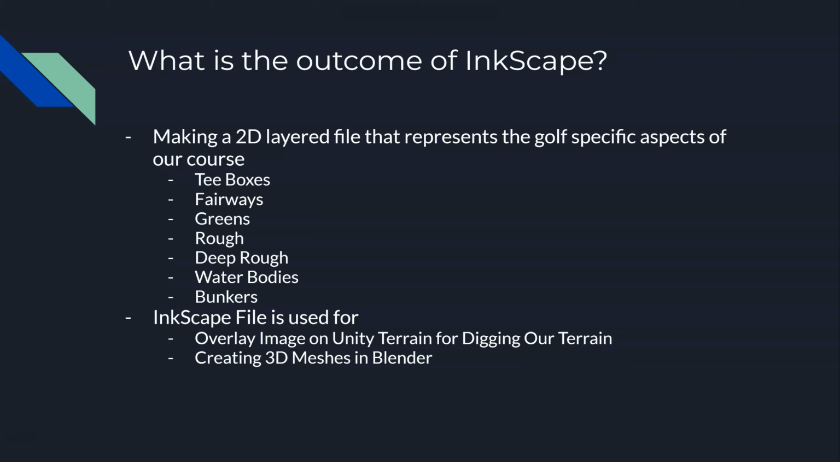You have to understand this file is going to be layered. There's going to be shapes on top of other layers. And we're going to ultimately use that. These shapes are going to cut through each other. And what these shapes represent are golf-specific aspects of our course. Our tee boxes, our fairways, our greens, our rough, deep rough, water bodies, bunkers.